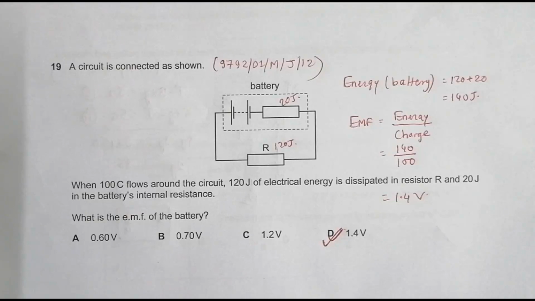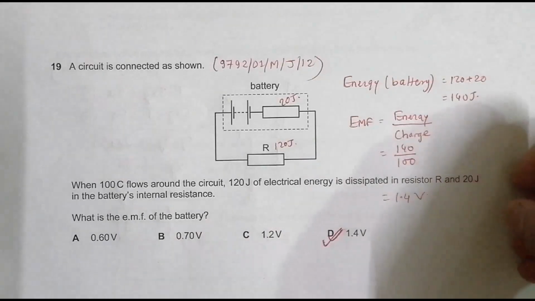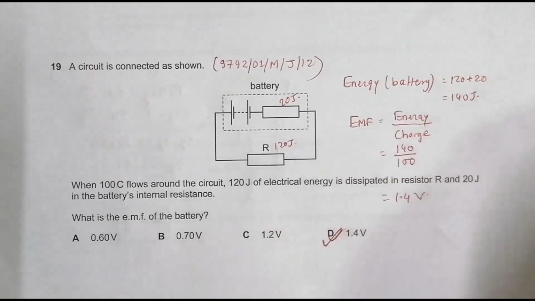because it follows from the very basic definition, because EMF is equal to the amount of energy required to move 1 coulomb of charge throughout the circuit, and in case of a battery it is the converted form of chemical energy as well. So we are going through the basic definition to find the value of EMF in this case.